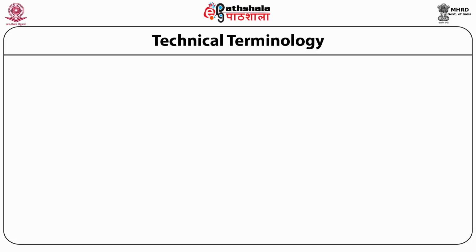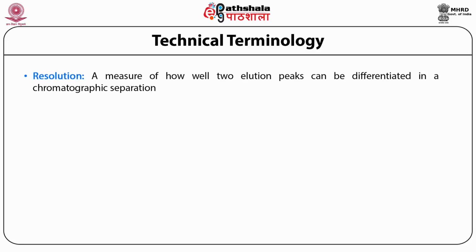So the first important aspect is the resolution, that is a measure of how well two elution peaks, that is how well the peaks that you are observing on the chromatogram can be differentiated in a chromatographic separation. The relevance of this can be understood by the fact that if you have two compounds that do not separate out, you will simply get a peak that is broader, but you will not be able to distinguish them completely, as a result of which neither their relative percentage in the sample can be made out, nor can their retention times be defined.